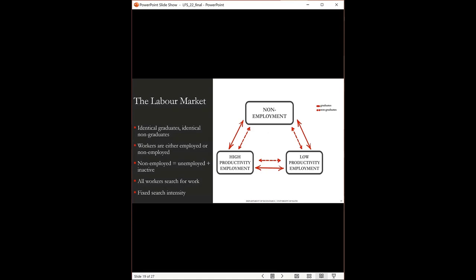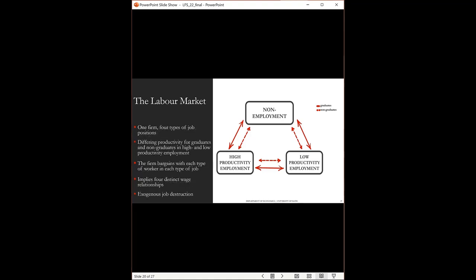Now, moving on to the model, as I mentioned earlier, workers can be either employed or non-employed, and the non-employed are the sum of the unemployed and the inactive. We assume that all workers search, and all the categories of workers, either being non-employed in high productivity employment or low productivity employment. These categories are, we adopted the numbers from the ones we have seen in the table earlier. Also, the red arrows indicate the transition of workers from one state into the other and highlight the transitions of workers we just saw in the table earlier.